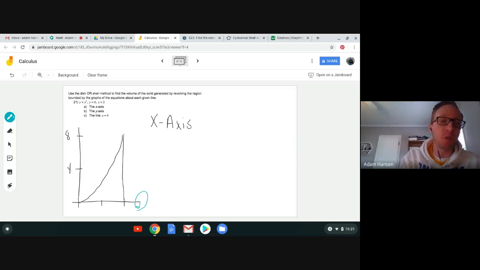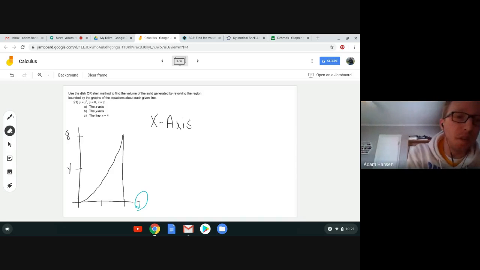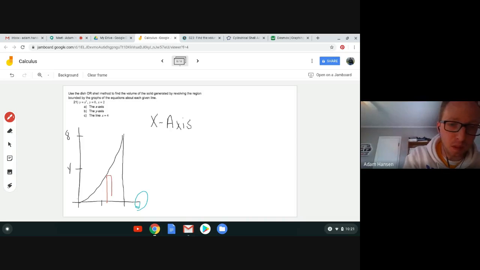When I use disk, we're going to create a cylinder and find the volume of that cylinder. The depth of the cylinder, the height of the cylinder, is going to be some length along the x-axis. So using disk method, I can keep my definite integral in terms of x.